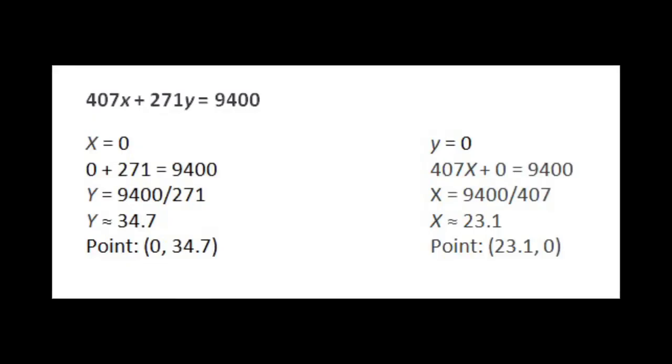And for the second equation, in solving for y, we let x equal 0. So 407x plus 271y equals 9,400, so 0 plus 271y equals 9,400. Divide both sides by 271. So we have y equals 34.7. So the point lies on (0, 34.7). And same goes with solving for x. We let y equal 0. 407x plus 271y equals 9,400. We have x equals 23.1. So the point lies on (23.1, 0).